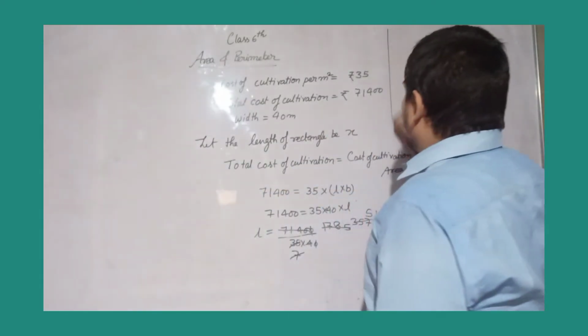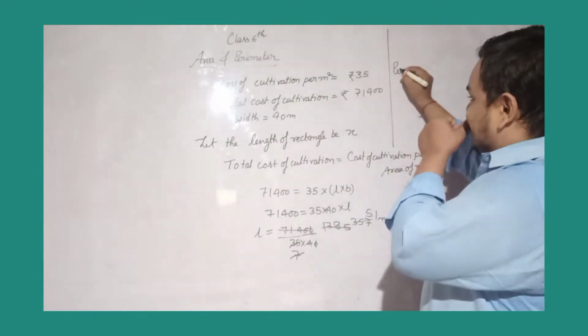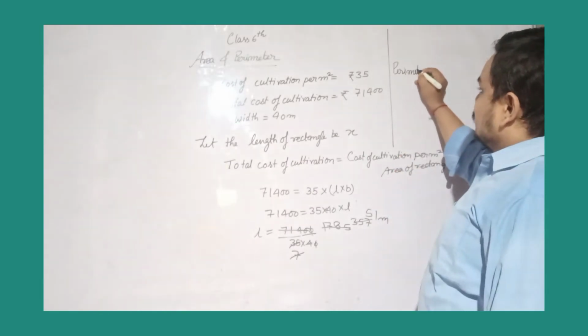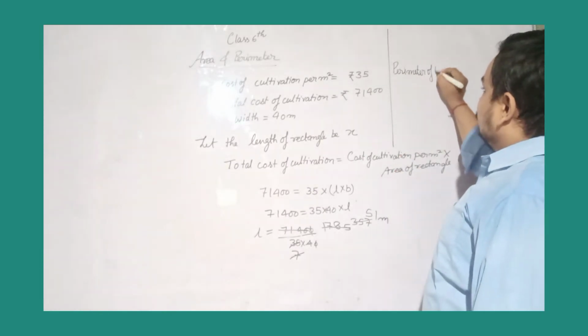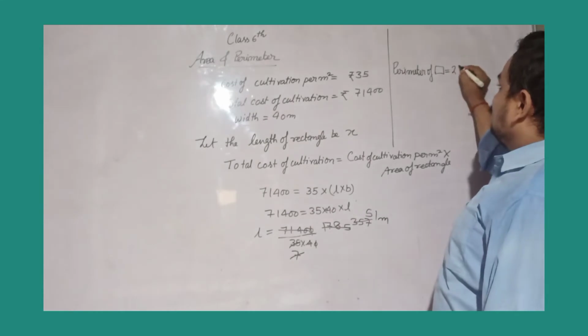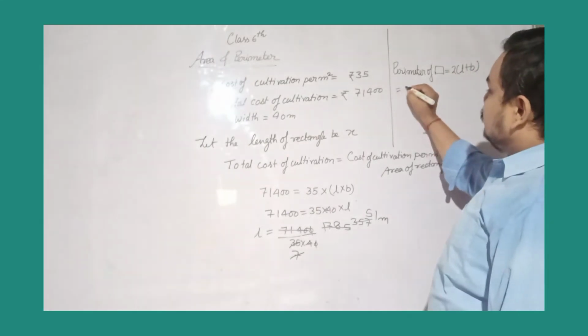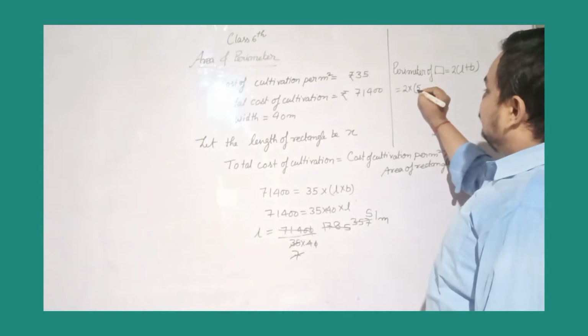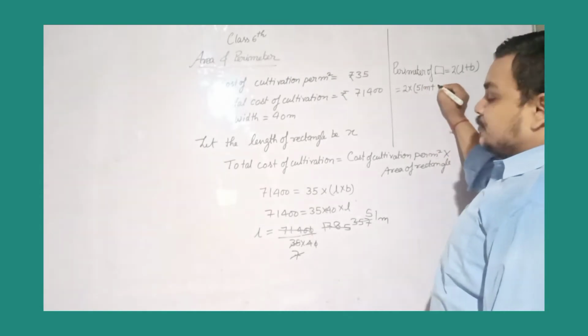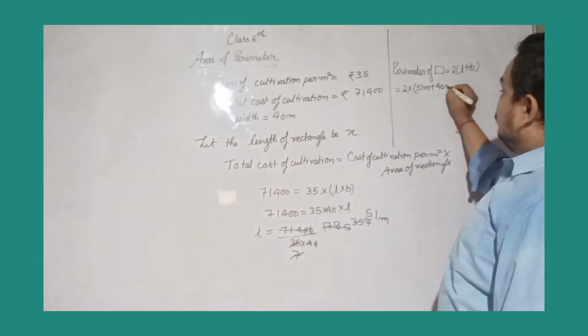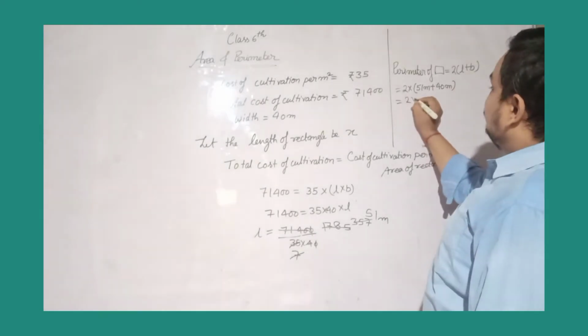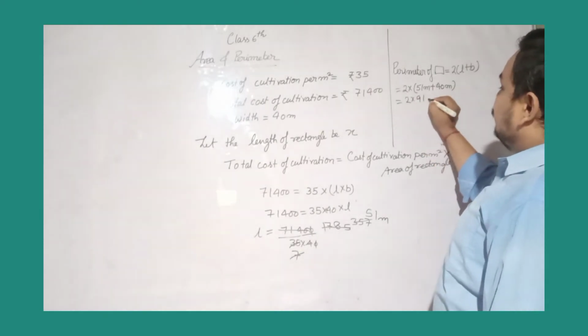So as you know, the perimeter of rectangle is equal to 2 in the bracket L plus B. So it became 2 in the bracket, length is given 51 meter plus width is given 40 meter. It became 2 multiplying with 91 meter.